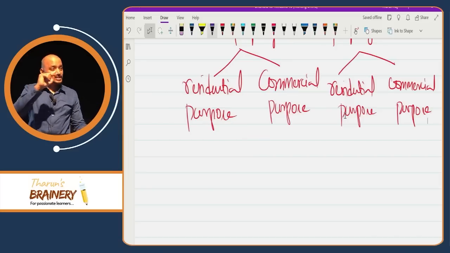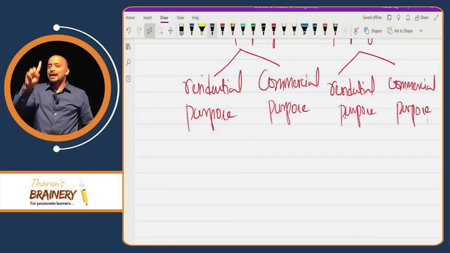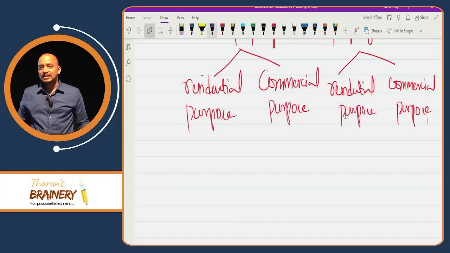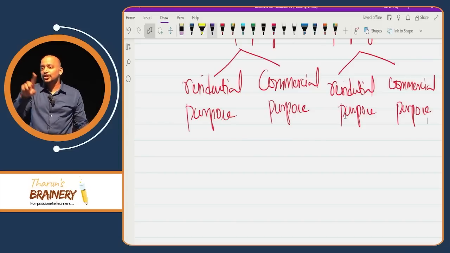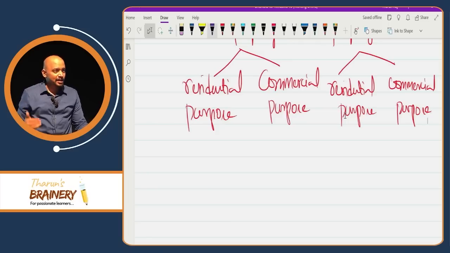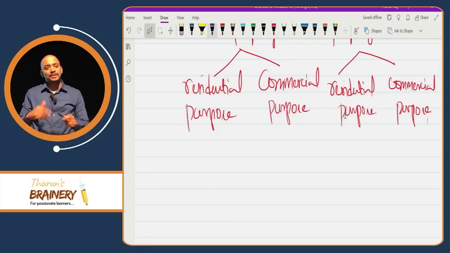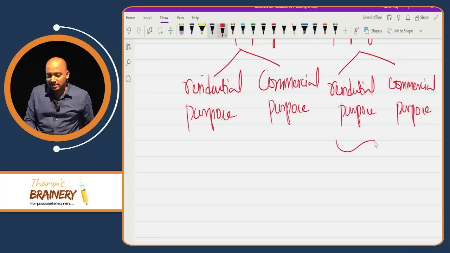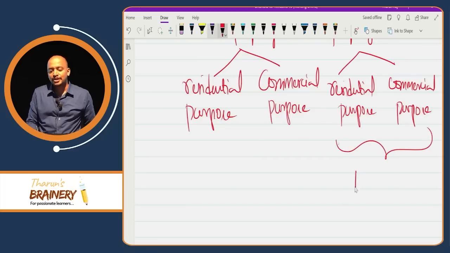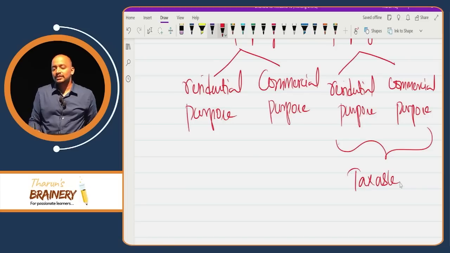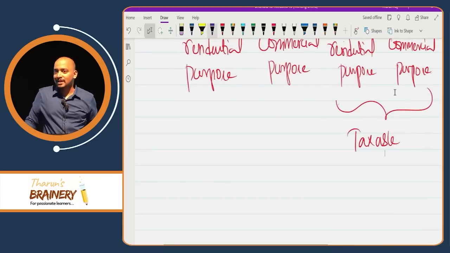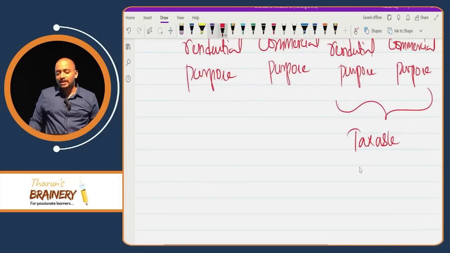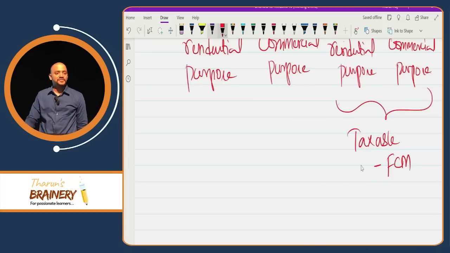Previously hostel fees was exempted because per day it is less than 1000 rupees. Usually 5000 or 10,000 will be paid as hostel fees, and when you convert it into per day, it is less than 1000. Therefore it was exempted. Now that exemption is withdrawn. Let it be for residential purpose or commercial purpose, renting of commercial property will be fully taxable. And who will pay GST? The supplier will pay GST under FCM.